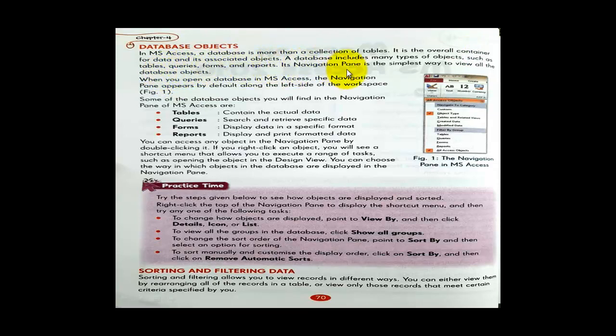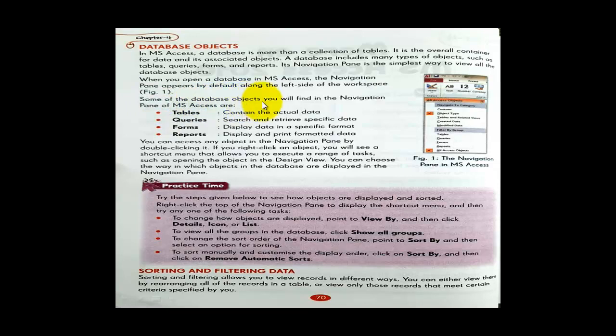The navigation pane is the simplest way to view all the database objects. When you open a database in MS Access, the navigation pane appears by default along the left side of the workspace, as shown in figure number 1, the navigation pane in MS Access. So you can see it from here.